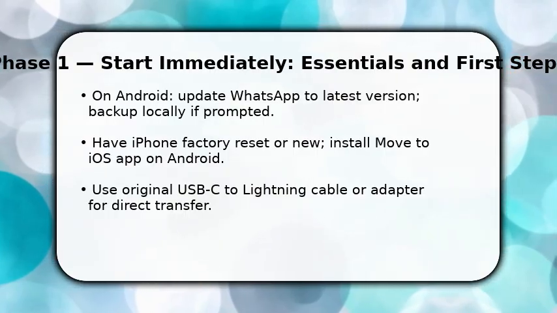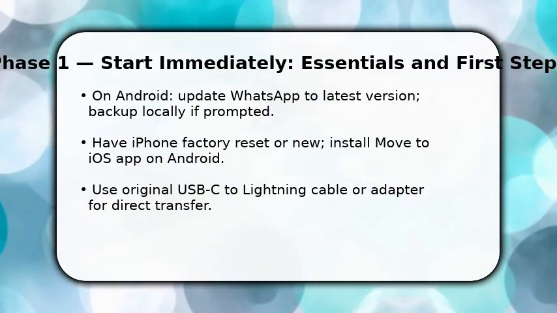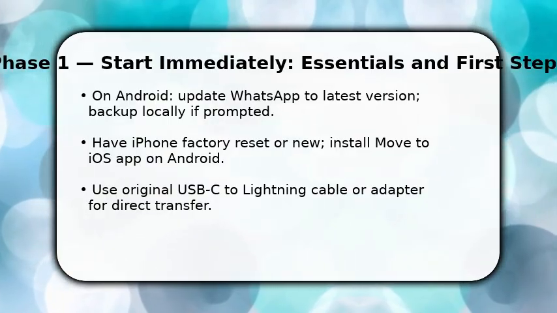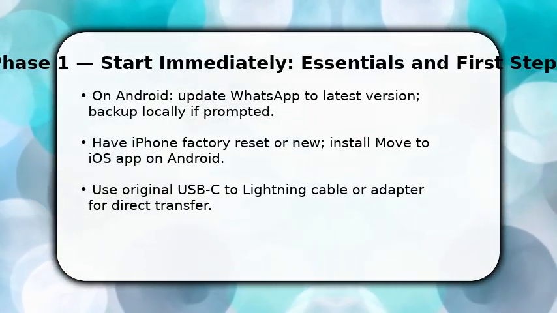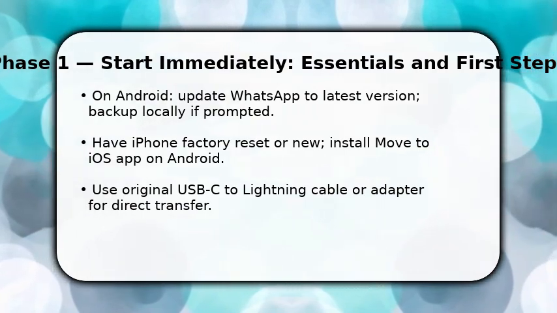Connect the two devices using a USB-C to Lightning cable. Once connected, open Move to iOS on Android and follow its prompts to transfer data. Doing this now saves time later, because Move to iOS hands off the WhatsApp archive to the iPhone installer.